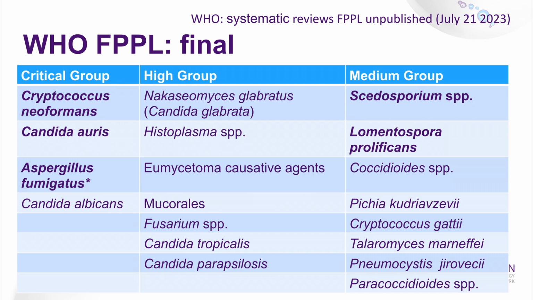So the high priority group were things like glabrata, Histoplasma, eumycetoma causative agents, the Mucorales, and various other Candida species. And to my slight disappointment, the medium group incorporated Scedosporium and Lomentospora. I thought they would have made it into the high group, but they didn't. And here we have it. And this is something that we have taken on board. And I look forward to all the 14 systematic reviews that are about to be submitted to Medical Mycology and hopefully published soon after review.